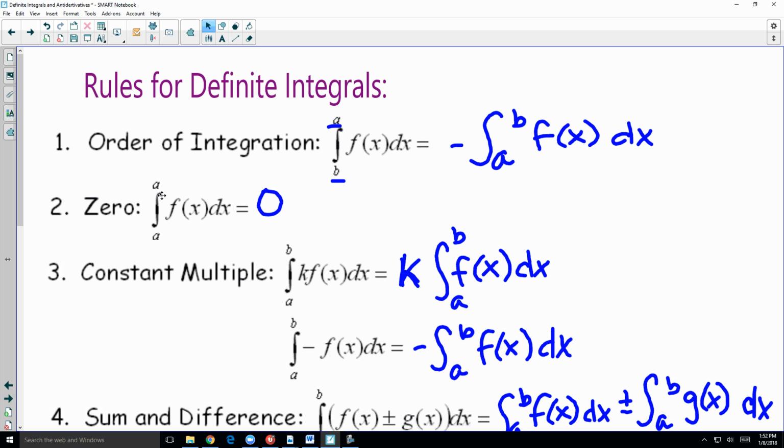The second one should be kind of obvious. Remember, this is area. So what's the area under the curve from A to A? You're not moving anywhere, so there would be no area underneath that curve there.